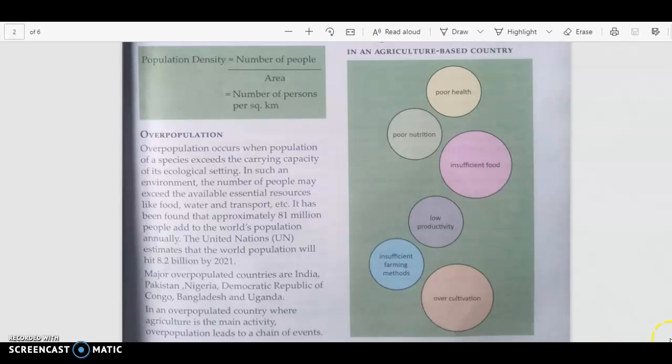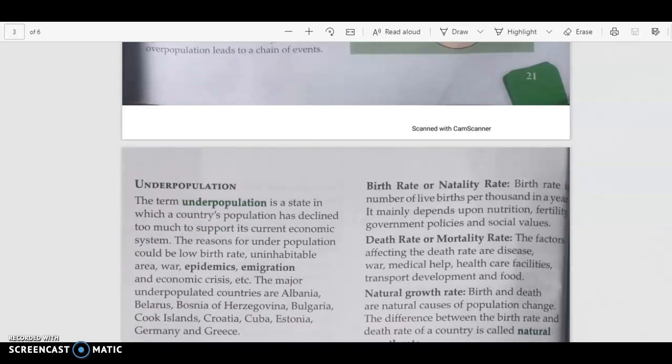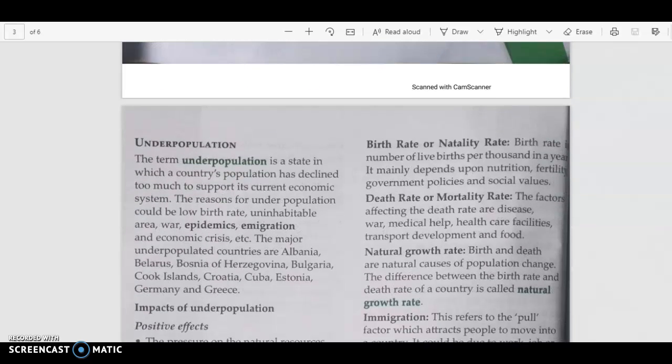So here you can see the circles that talk about what happens if overpopulation is there and overcultivation is there. So overpopulation leads to overcultivation, that leads to insufficient farming methods, which ultimately leads to low productivity in agriculture, which will affect the population in the form of insufficient food. The population will be poorly nourished, they'll have poor health, a lot of medical facilities required and higher death rate. I hope I made it clear to you people.